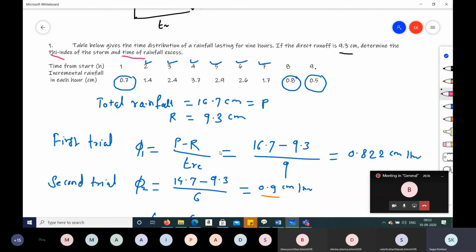So in this way we can solve the problems in which we need to take trials. We will solve a few more problems of different types for phi index and W index. It will make your concepts very clear.